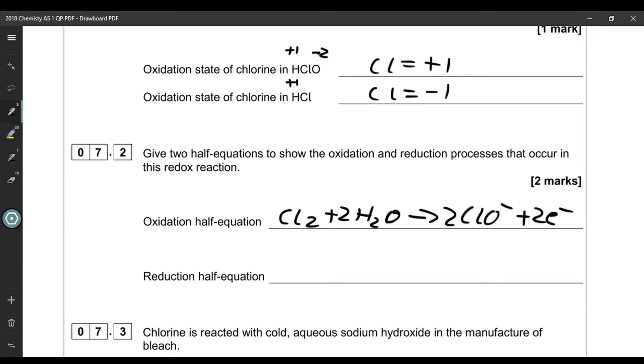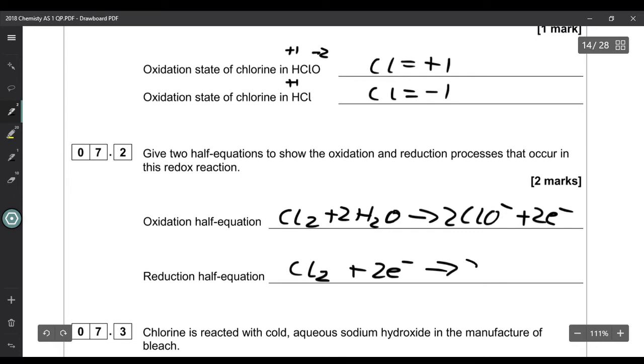So for the reduction, we've got the Cl2 plus the 2 electrons, and that gives us 2Cl minus. And again, we could have included the protons, so we'd have had a 2H plus on this side, and we'd have ended up with 2HCl, but we'd have got the mark for the equation that we've just written there.